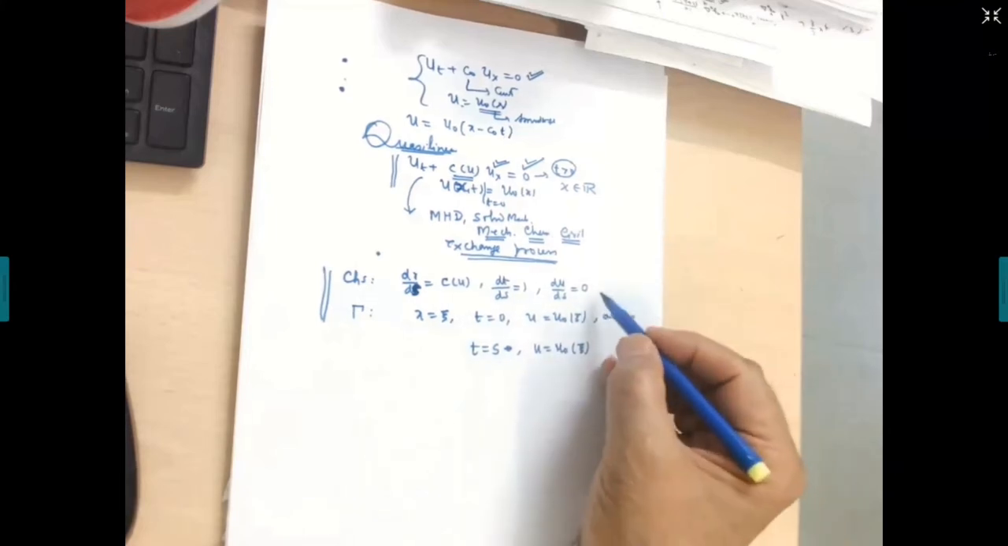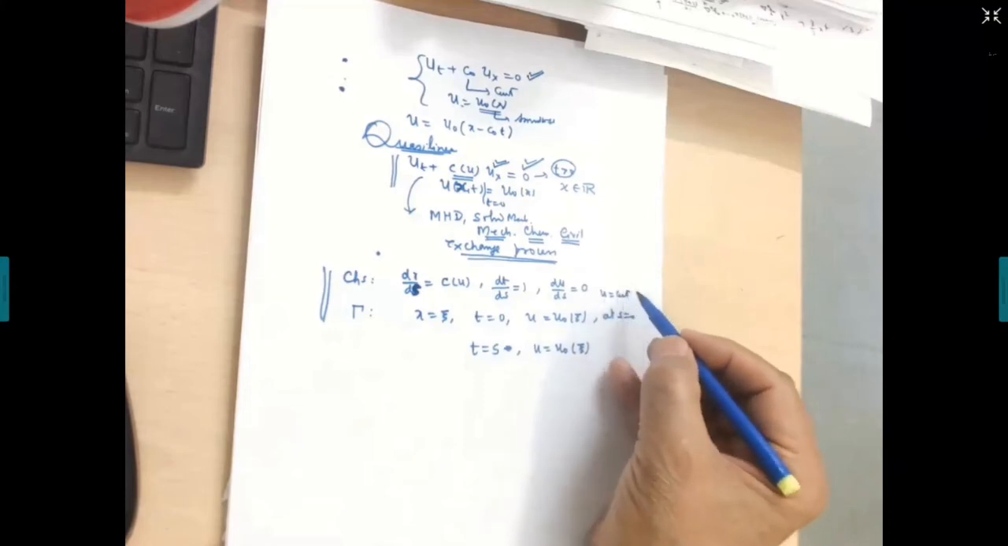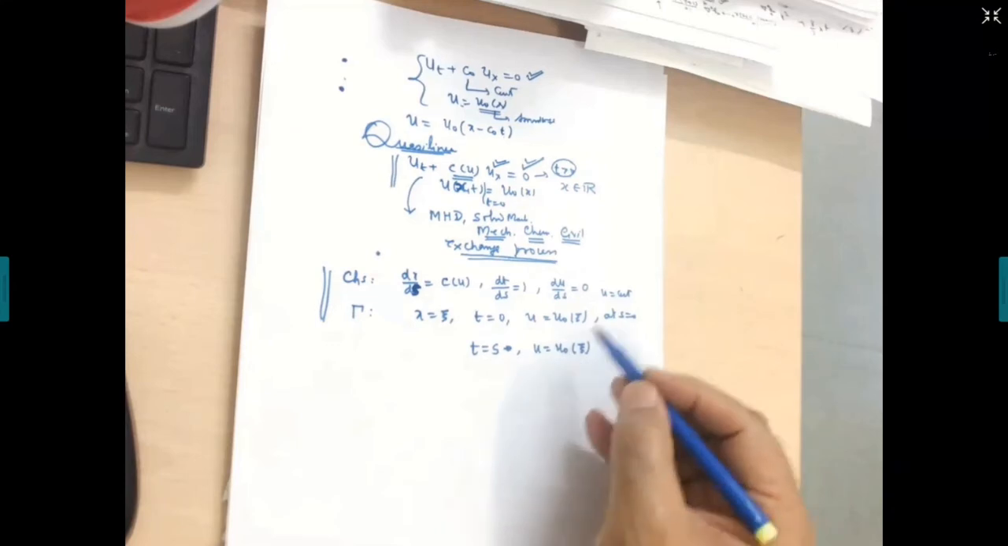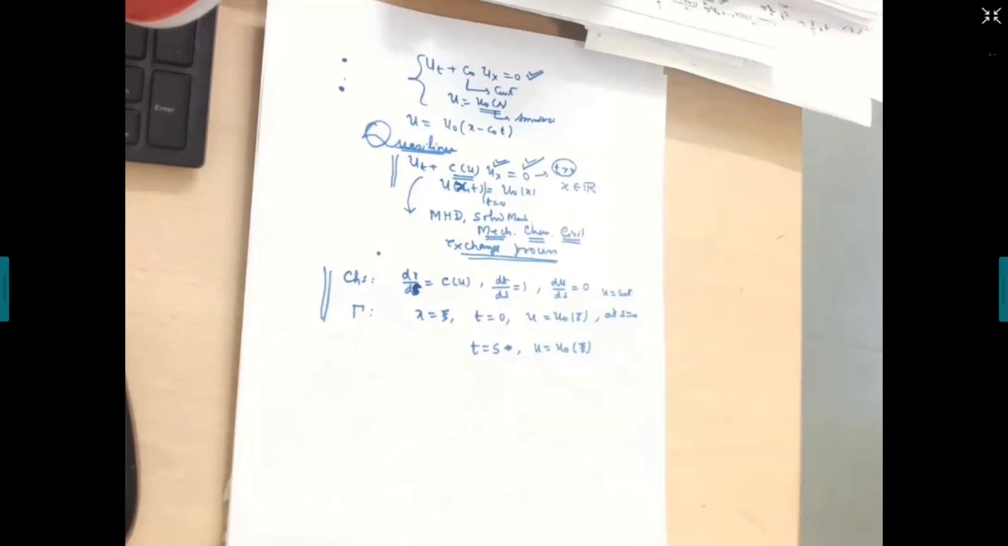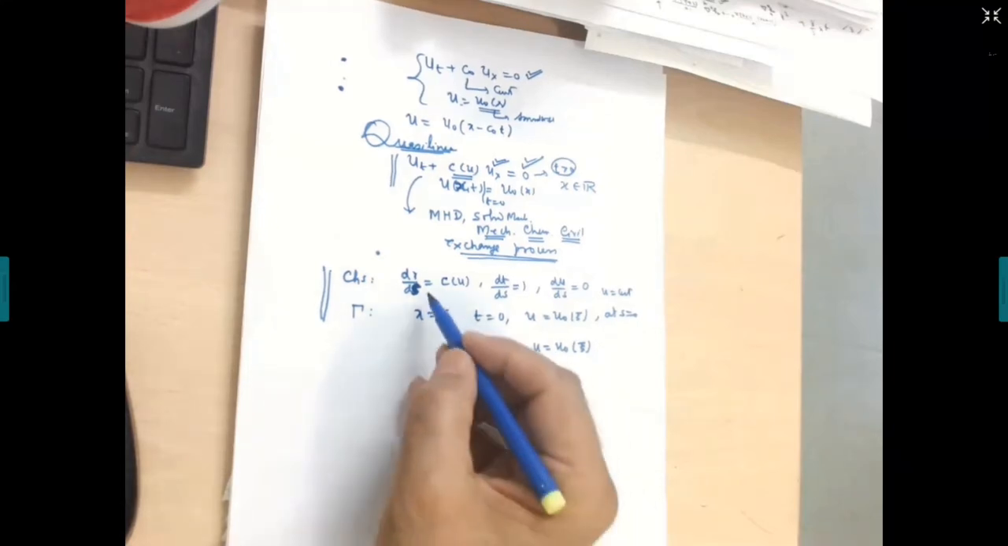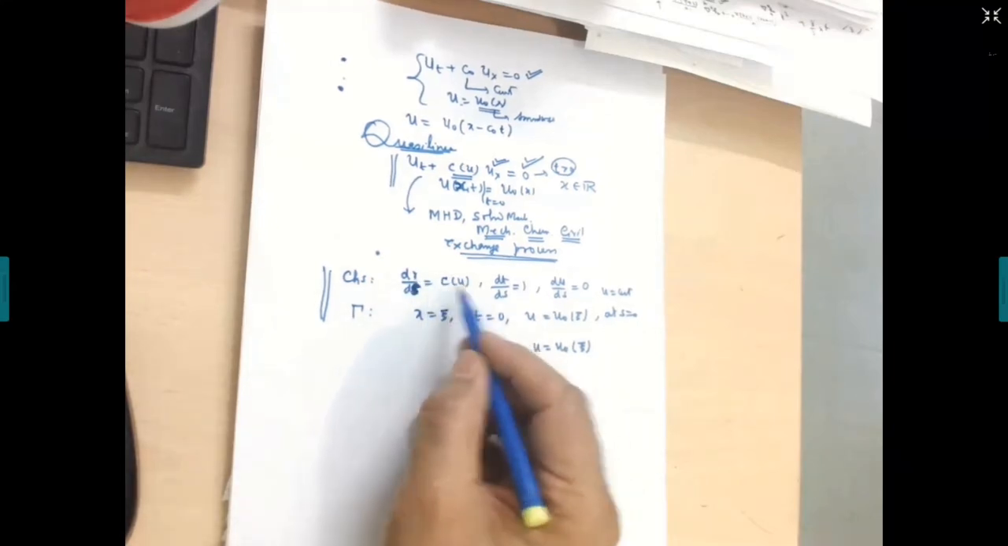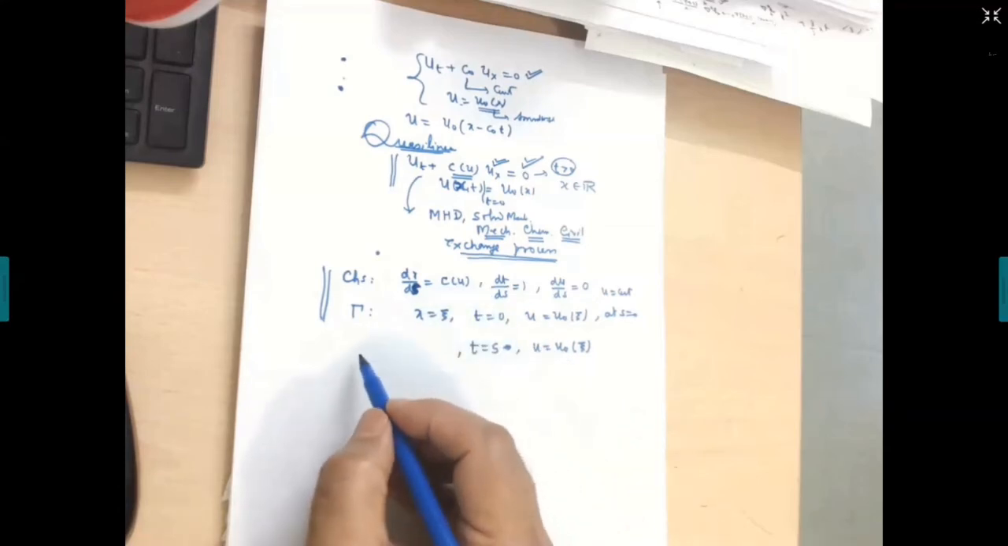U is equal to constant. Evaluate at s equal to 0. So u is equal to u naught xi. Yes, sir. Okay. And now we are in a position to compute this. So dx/ds will be c of u. dx/ds is c of u.